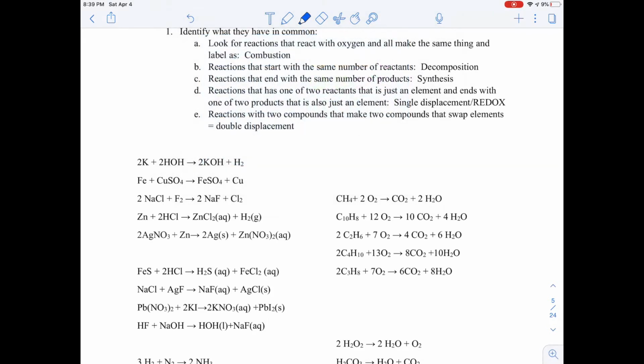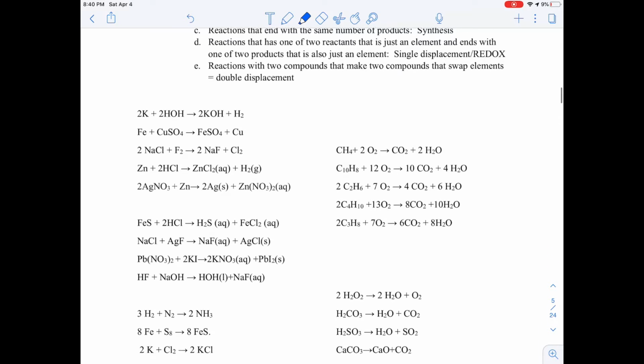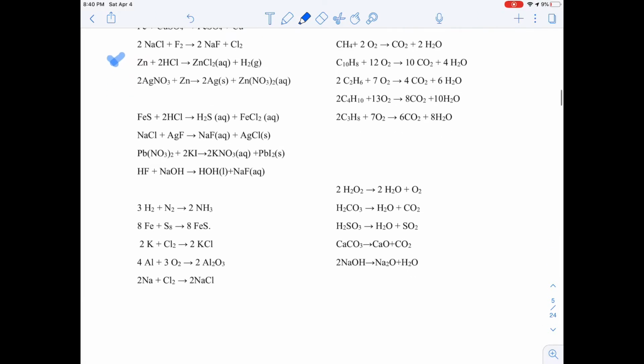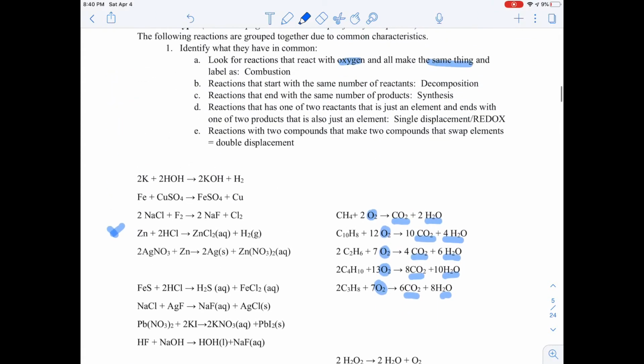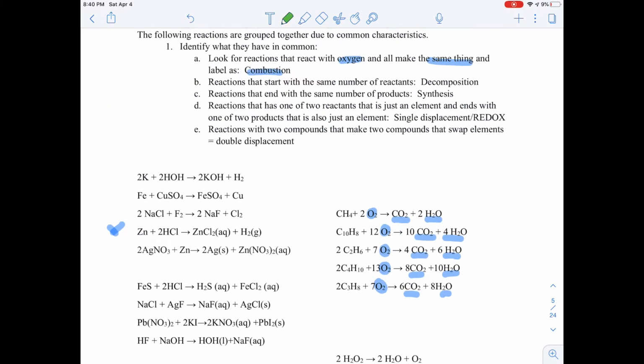So we'll just be partners, me and you. We're going to look for reactions that react with oxygen. So it's got oxygen in it, and they all make the same thing. So let's see. It can't be this group, they aren't even reacting with oxygen. There's one of these, but not all of them are. You're looking over here, and look here. Oxygen, oxygen, oxygen, oxygen. They're all reacting, and wow, they do all make the same thing. Let's see, what's it called? Combustion. It's called combustion. So you want to write that this group is combustion.